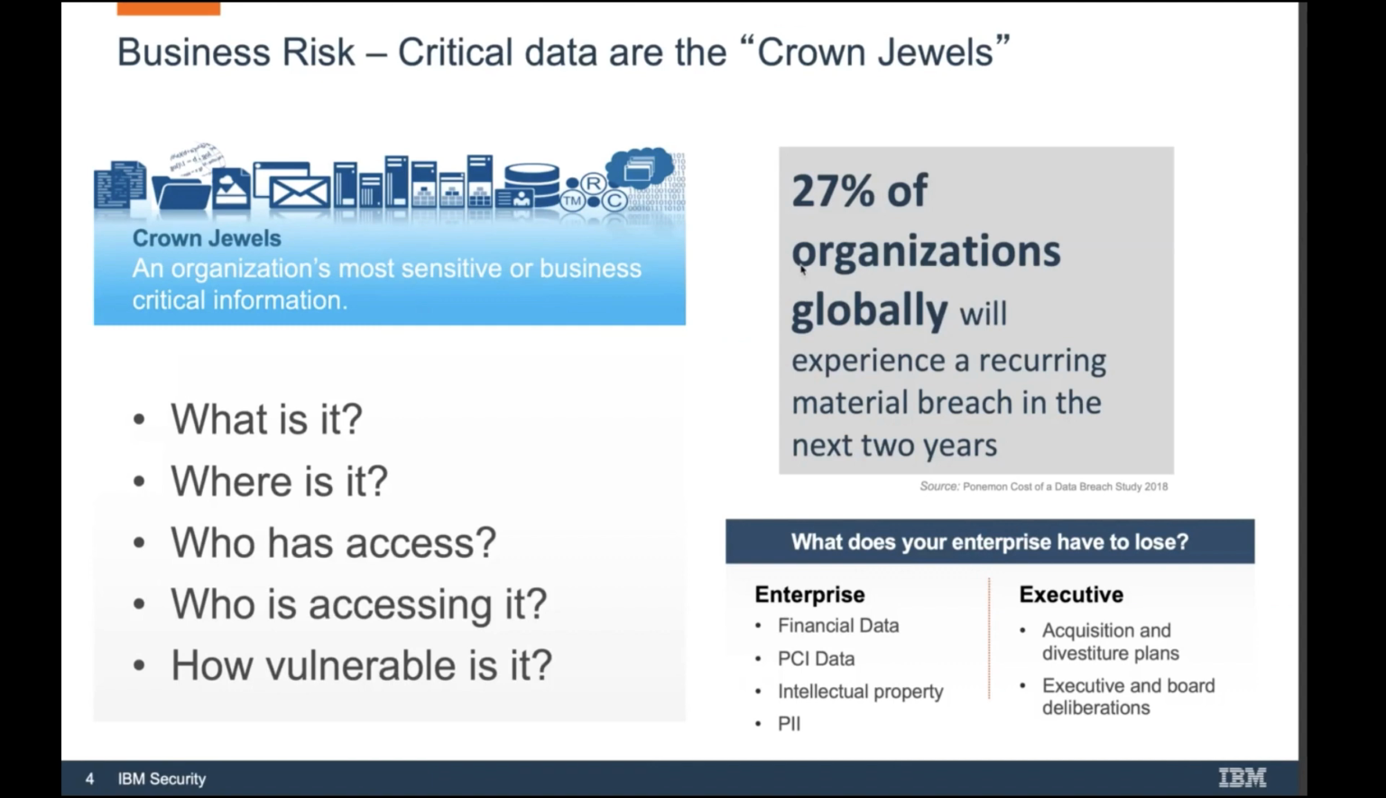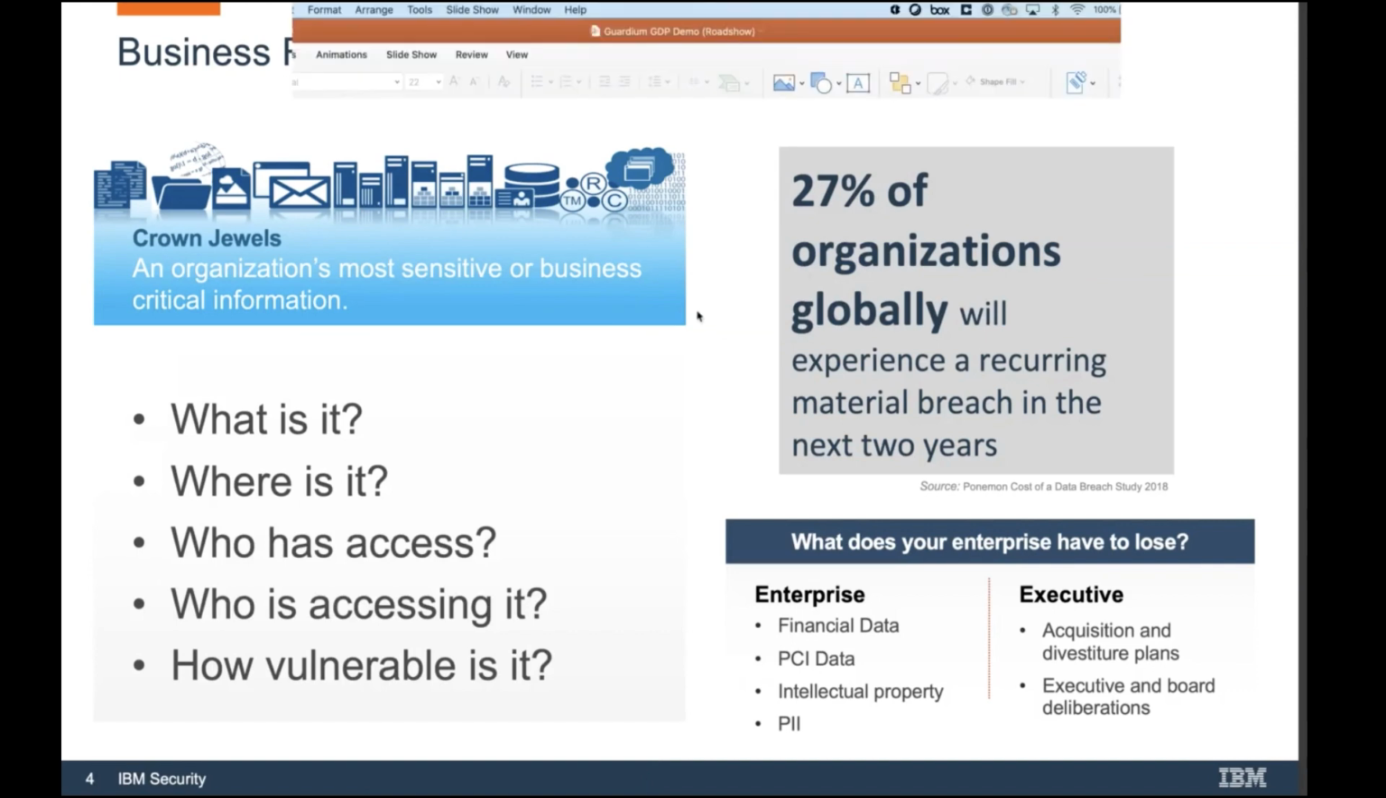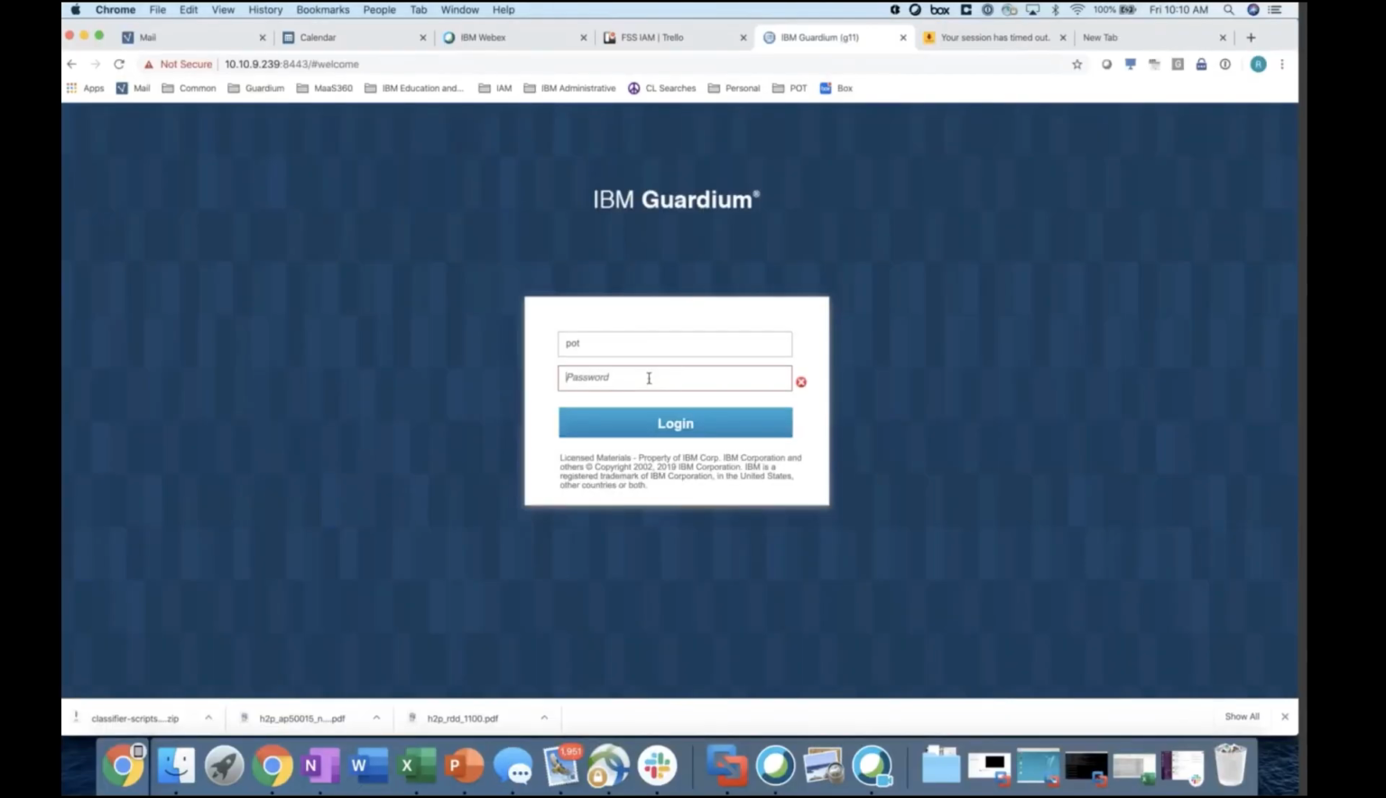So this really emphasizes the need to understand where and what our critical data is. So not only that, but who's accessing it and who has access, and how vulnerable that data is to potential loss. Of course, anything we can do to harden the environment will lower the risk. So with that, I'm going to jump to our demo environment here.